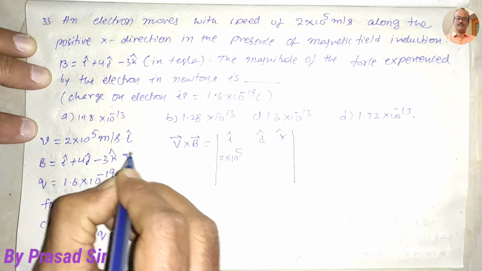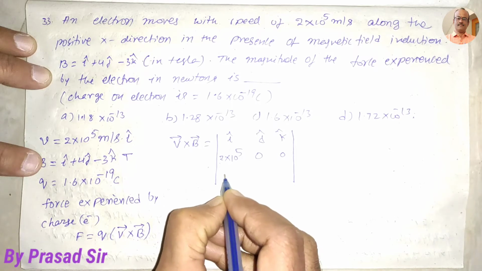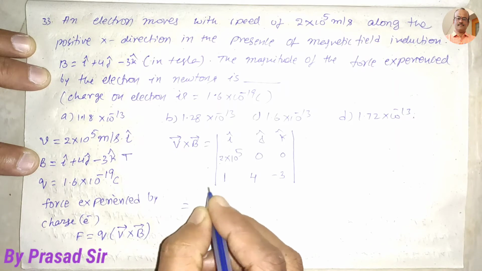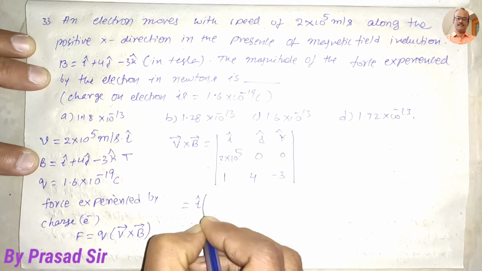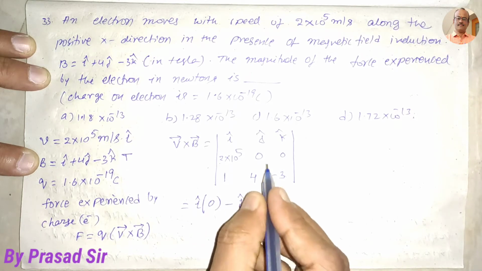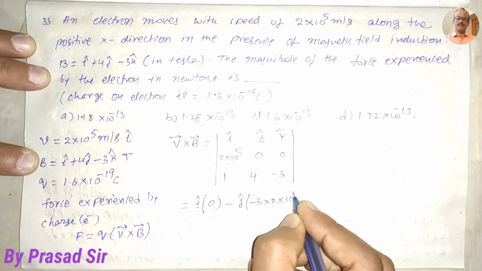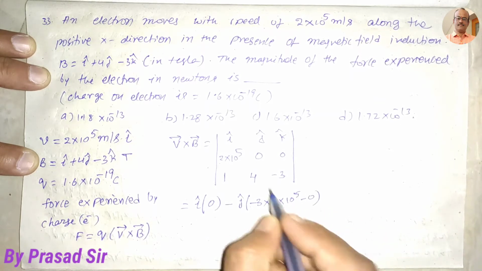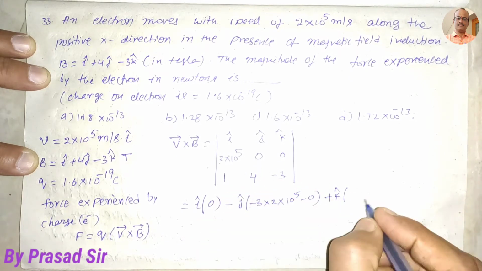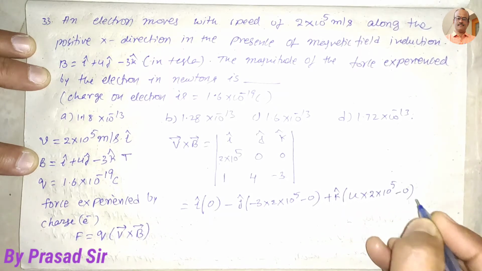So that's why i cap, then 0 and 0, and here the magnetic field, that is 1, 4, minus 3. So calculating the determinant, i cap times 0 and 0, minus j cap times, here minus 3 into 2 into 10 to the power of minus 5 minus 0, plus k cap times 4 into 2 into 10 to the power of 5 minus 0.